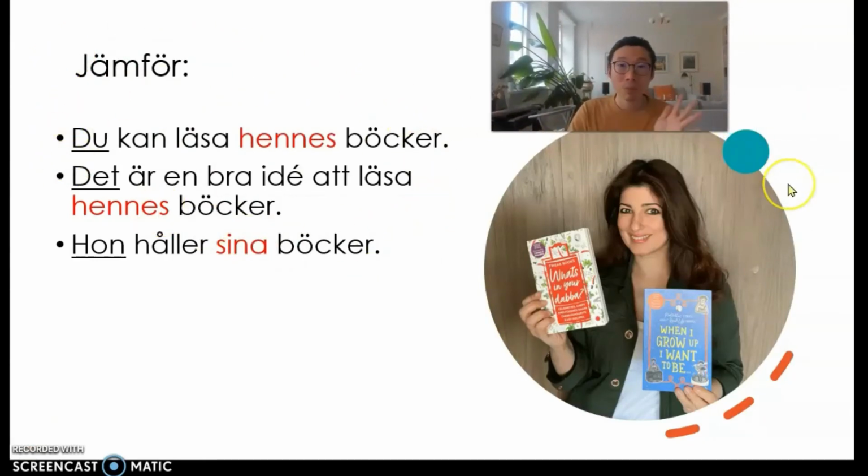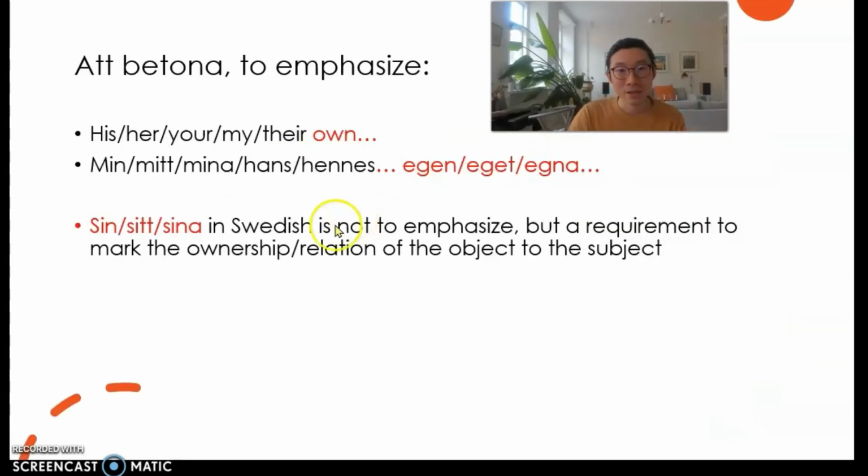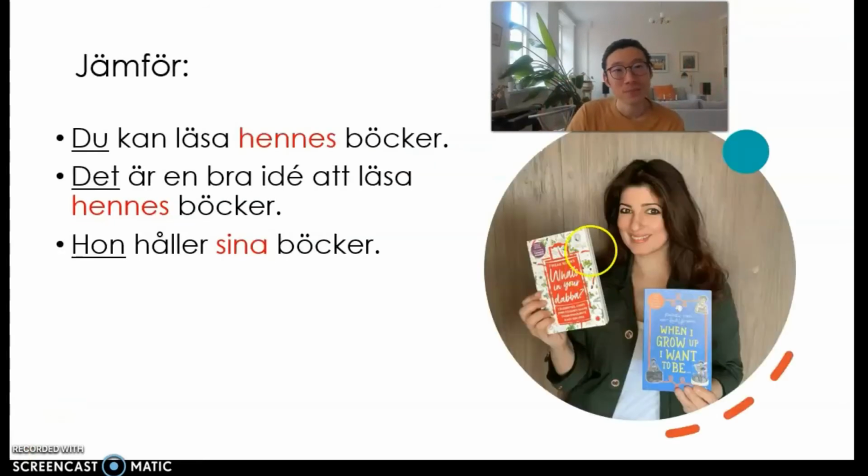Now let's compare some examples so that we are very clear about this grammar. So we've just said that the sitt, sina is to mark the relation of the object to the subject, which means subject is also important in this grammar. We need to observe what the subject is always.